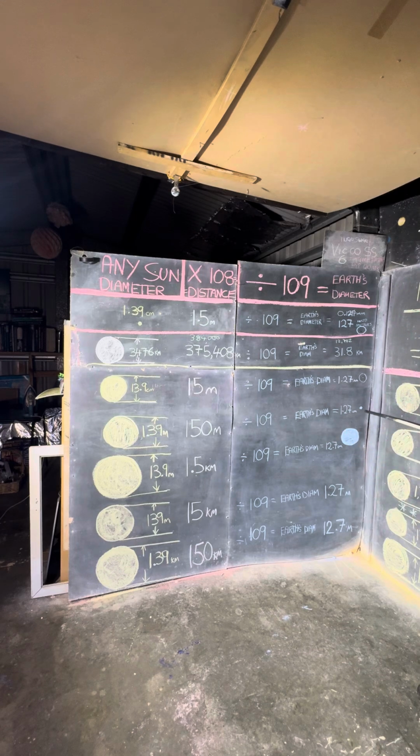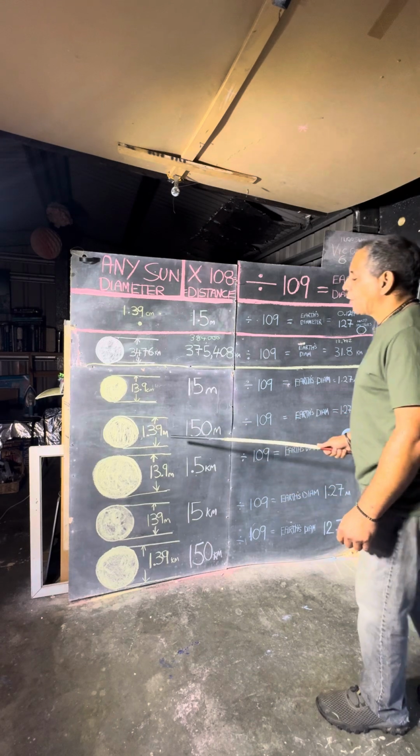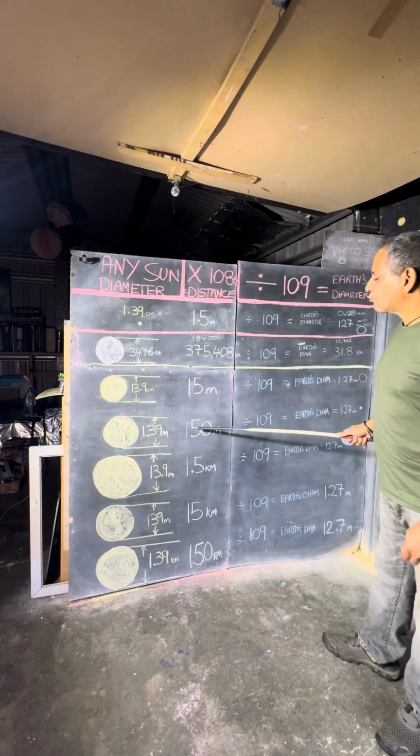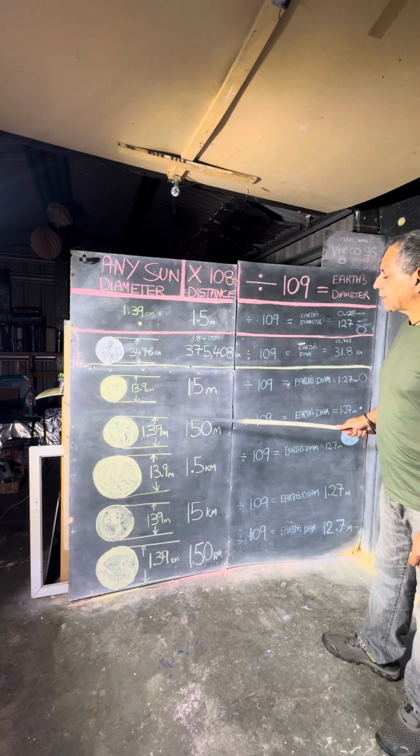So if you were on this planet Earth and you had 150 meters between you and a sun that had a diameter of 1.39 meters, would you see it? Of course you'd see it. That's a running track, 100 meters plus 50, all right?